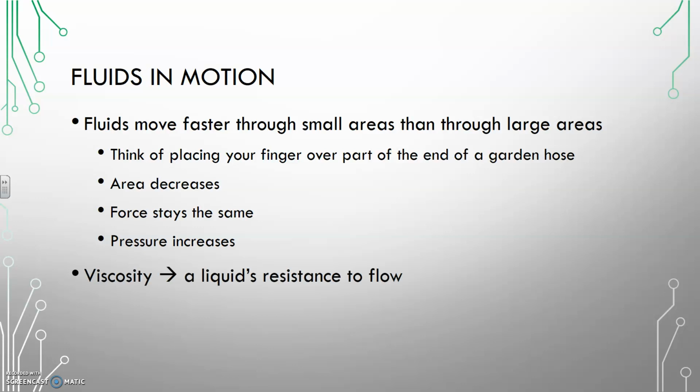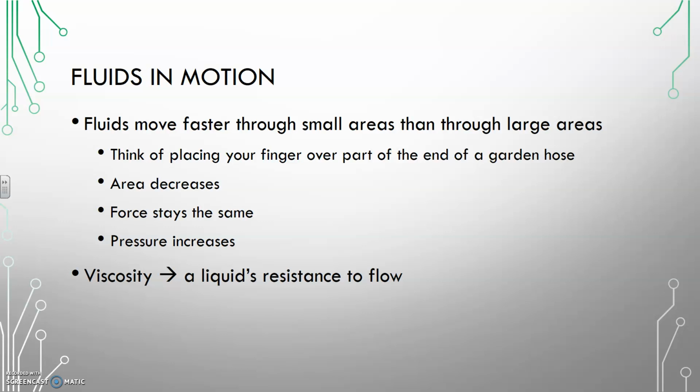And then one final thing to talk about with fluids, we also talk about the viscosity. Viscosity of a fluid is basically a liquid's resistance to flow. If you think about water, it has a pretty low viscosity, which means it doesn't really resist flowing. It'll move pretty quickly, pretty easily. But if you have a high viscosity, it means that it resists moving.